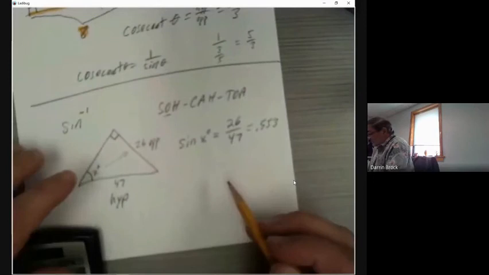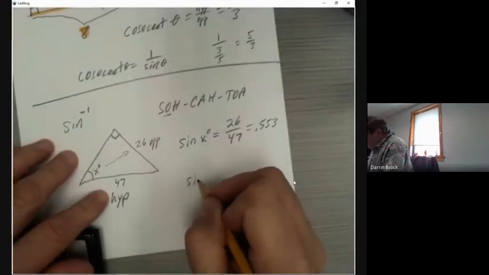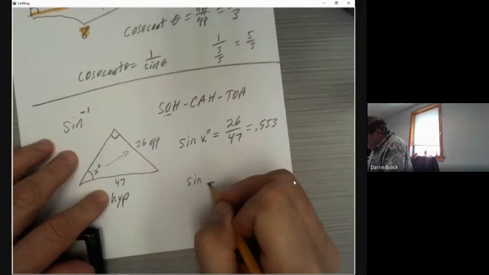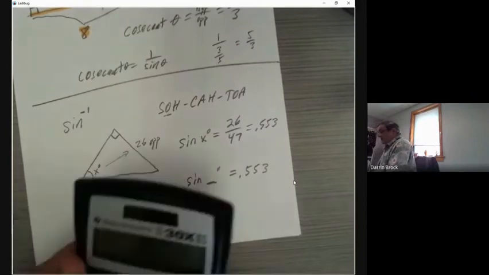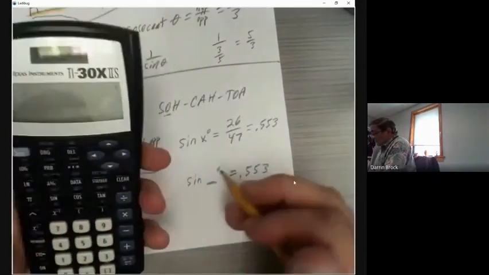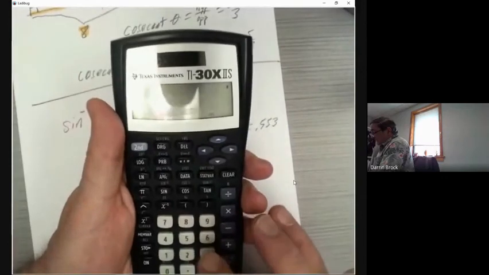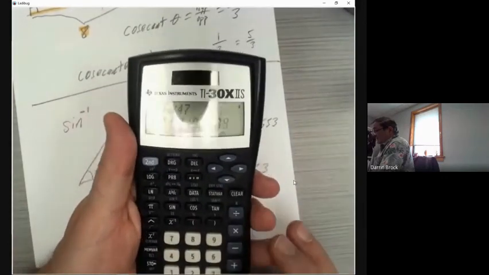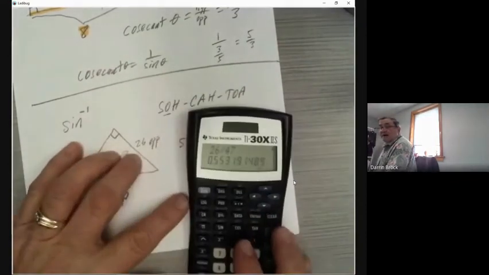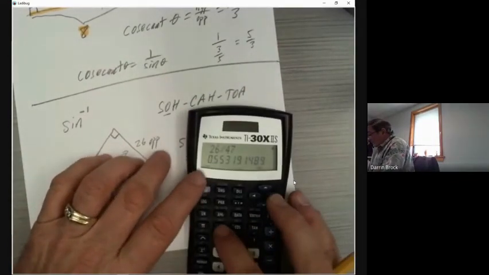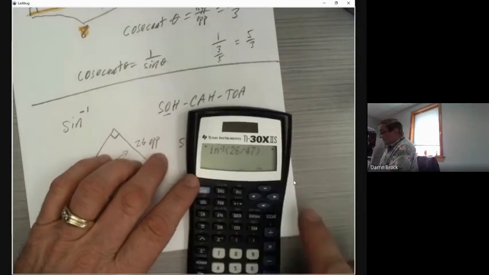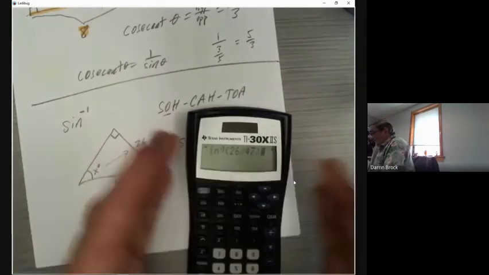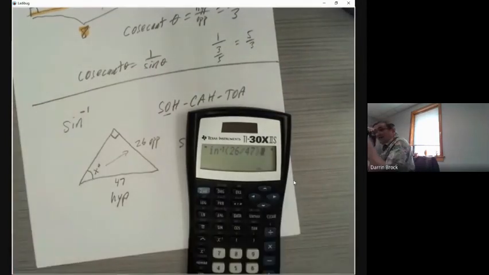What that button does is it says, if I know that something equals 0.553, I can use this button to tell me what that something is. Basically, it works backwards for you. So if I take 26 divided by 47, which I knew was 0.553, and take the inverse sine of 26 divided by 47, this way, if I put in the original fraction, I'm not rounding. I've got all those numbers after the 0.553.